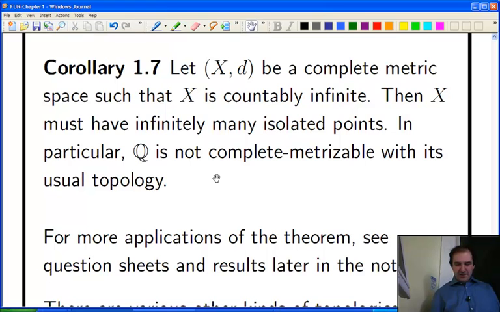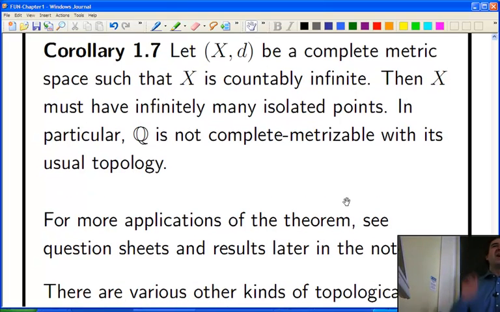But you can show that if you've got a countably infinite metric space, which is a complete metric space, then it has to have infinitely many isolated points. And from that, since the rational numbers have got no isolated points at all, you know it's not complete metrizable. And that answers one of the exercises from earlier. It's not the only way to do it, but it's quite nice. The fact that the rational numbers have no isolated points, but that it's countable, stops it from being complete metrizable. Which means, because of something else I said, it couldn't be a G delta set, which you can also prove directly from the Baire category theorem.